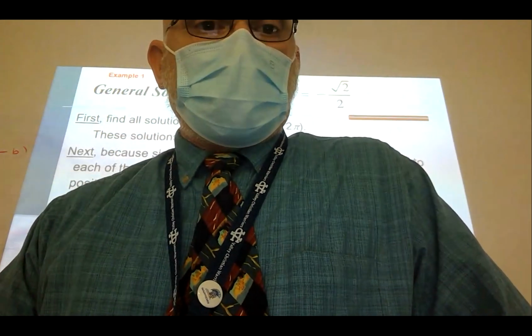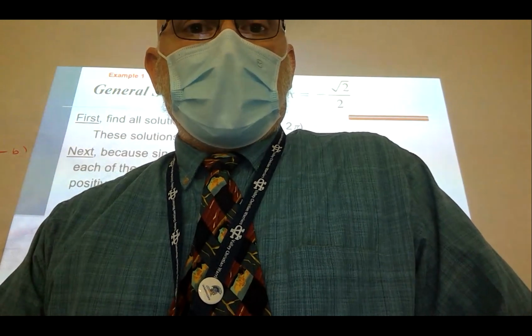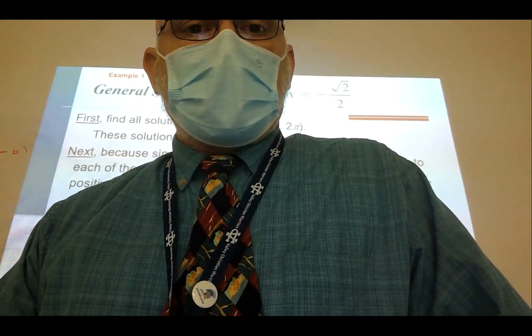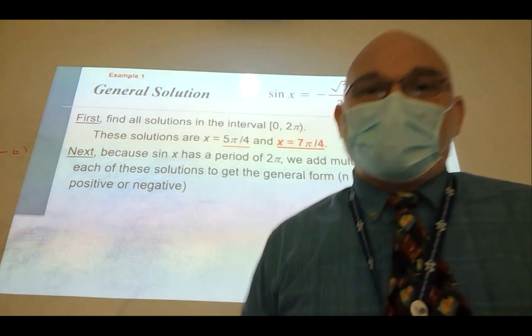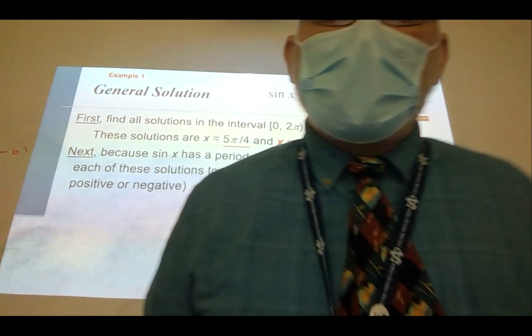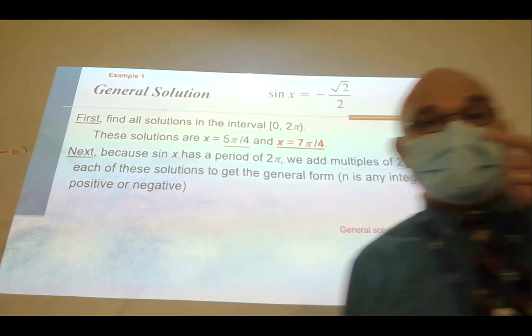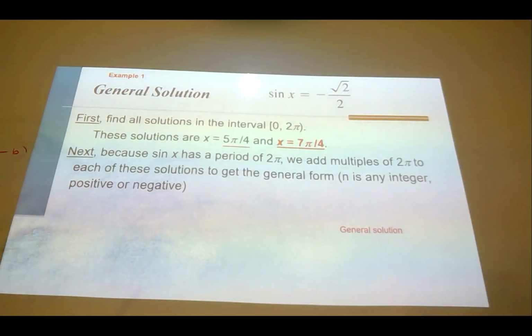Well, we found that the solutions were, I wrote 3 pi over 4. It's 5 pi over 4. I'm not awake yet. Sorry about that. 5 pi over 4 and 7 pi over 4. So I got 1 out of 2, right? Now, those are the two solutions on the unit circle in the interval 0 to 2 pi.